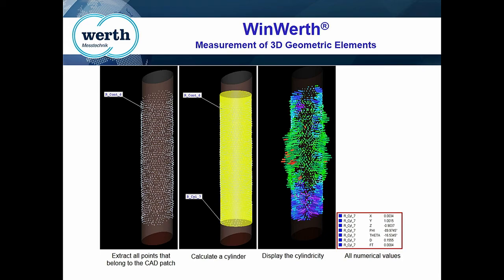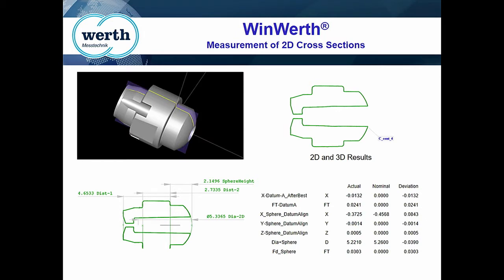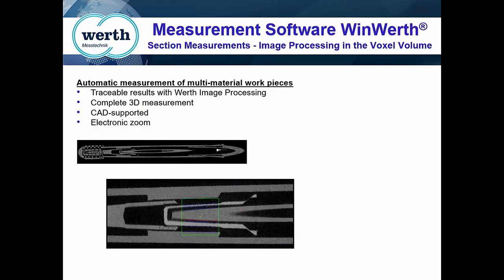You're also able to measure 3D geometric elements. So here we are looking at a gas injector nozzle. We chose all of the points that belong to a cylinder, calculated the cylinder, and then you're able to generate that heat map and see that the cylinder barrels out in the middle. You're also able to take 2D measurements. You can do that by creating a plane along any point in the part, and then looking at the features on that plane, measuring lines, distances, radii, all of that.